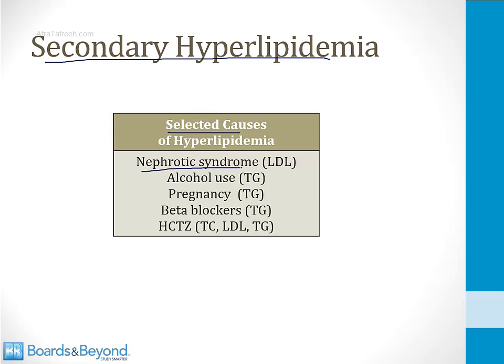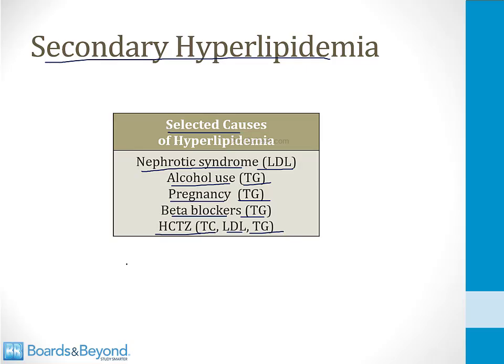Nephrotic syndrome is famous for causing hyperlipidemia. It usually leads to predominantly an elevation of serum LDL levels. Patients who consume lots of alcohol can have elevated triglyceride levels, and triglyceride levels also rise in women who are pregnant. Beta blockers can cause a small increase in the serum triglycerides. This is usually not clinically significant. And hydrochlorothiazide can also cause increases in the total cholesterol, the LDL, and the triglycerides.